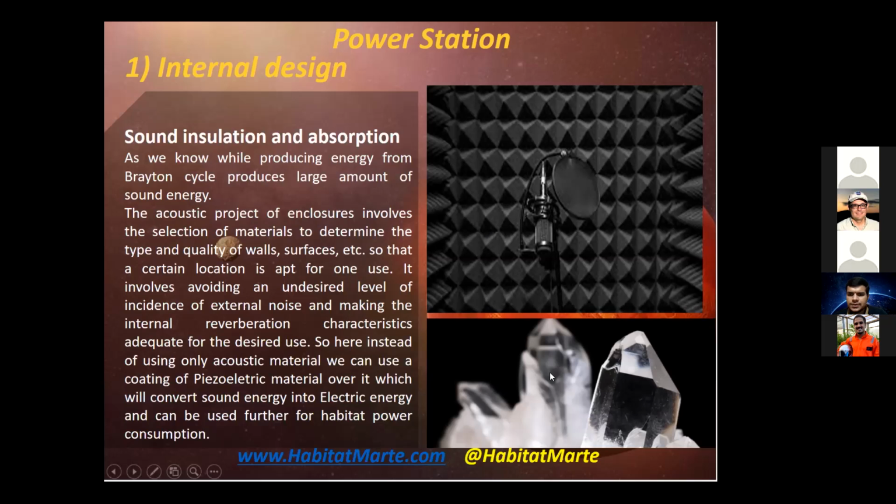And this is a piezoelectric material. We can apply this piezoelectric material over this acoustic material, which will ultimately give us electrical energy after the conversion from sound energy. So basically it will generate electrical energy from sound energy.